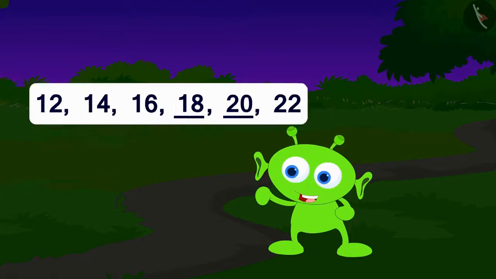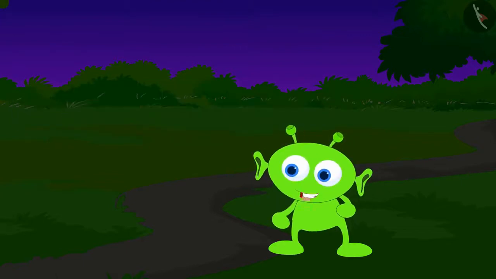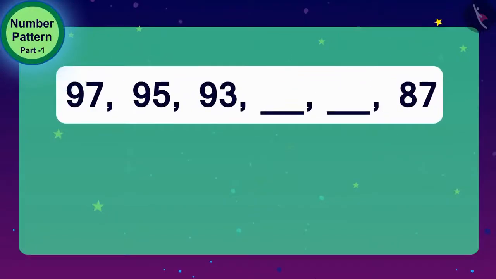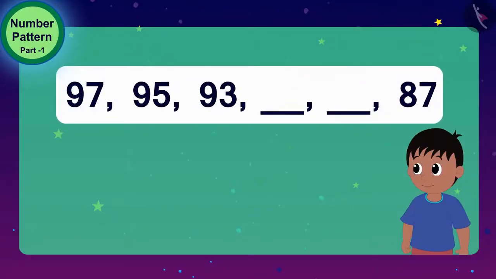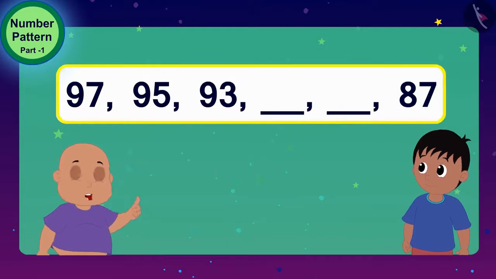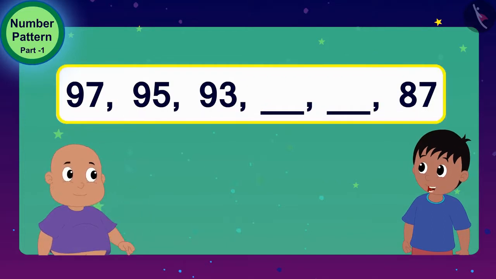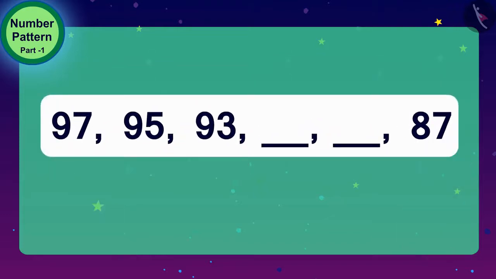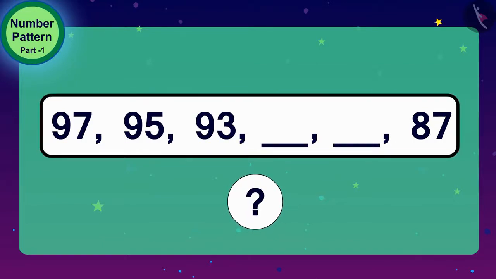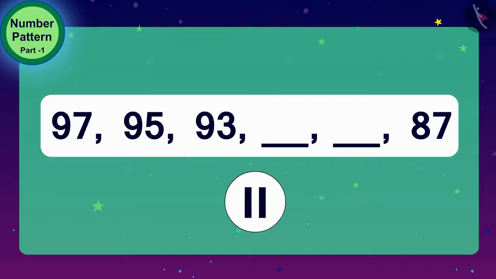Let's see if you can solve my next puzzle. The alien now showed his second puzzle to Raju and Bablu. Raju, this puzzle looks harder than the first puzzle. Yes, Bablu. Let's find a solution together. Children, please also think what is the rule of this number pattern. If you wish, you can stop the video and think of the answer.